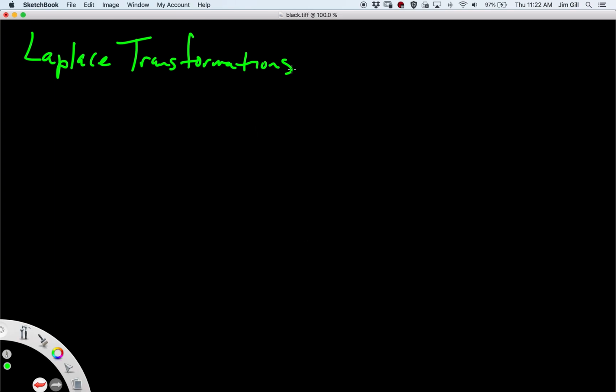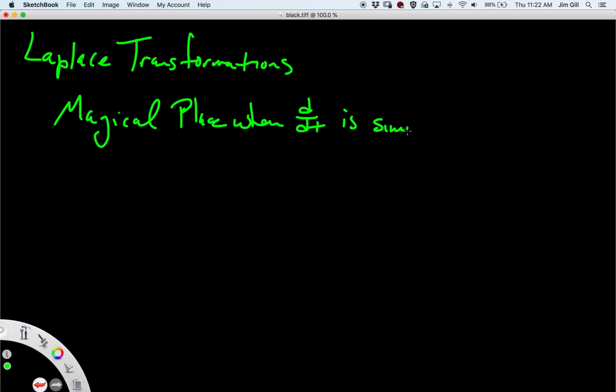It would be nice if there was a magical place where differentiation was simple. That would be wonderful. And that place exists. It's called the Laplace transform space.